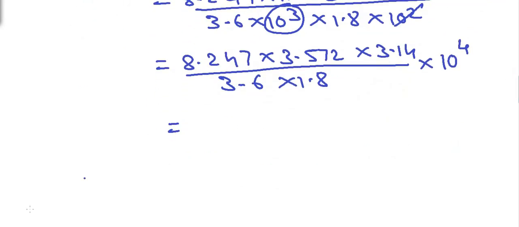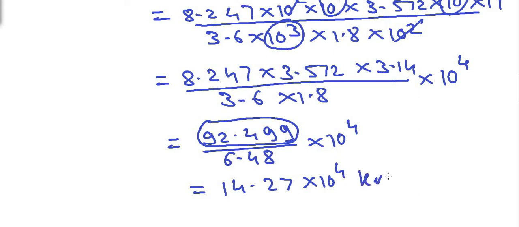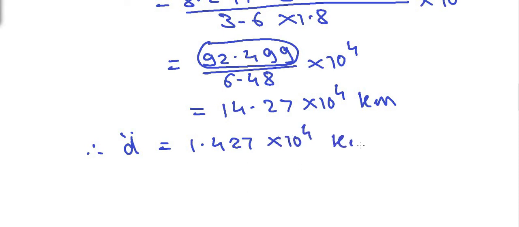So that is equal to 92.499 in the numerator divided by 6.48. So that is equal to 14.27 into 10 raised to 4 kilometer, and finally we can write this as, therefore diameter D is equal to 1.427 into 10 raised to 4 kilometer. Final answer.